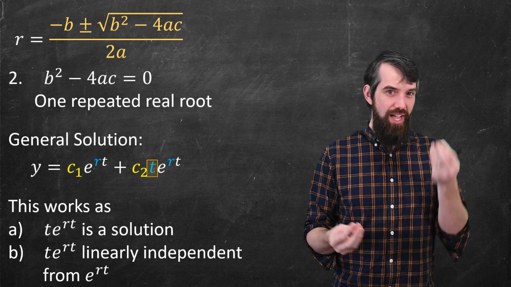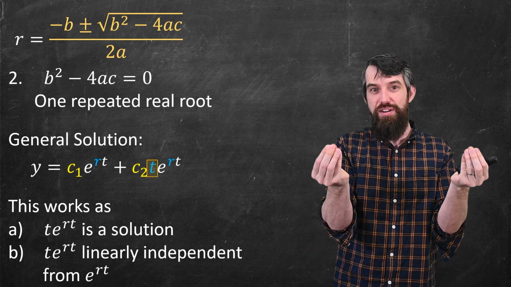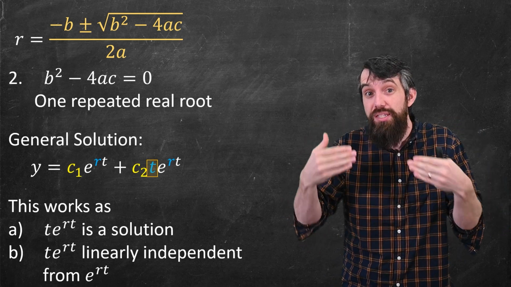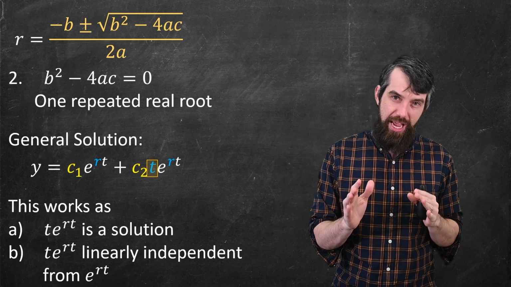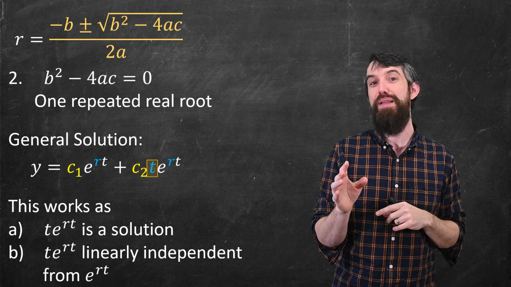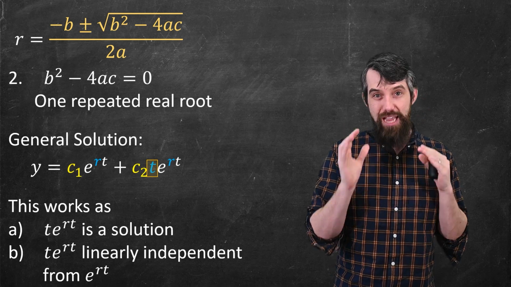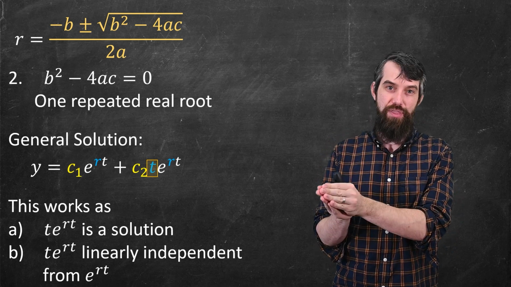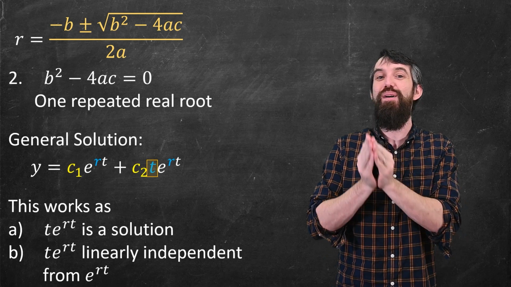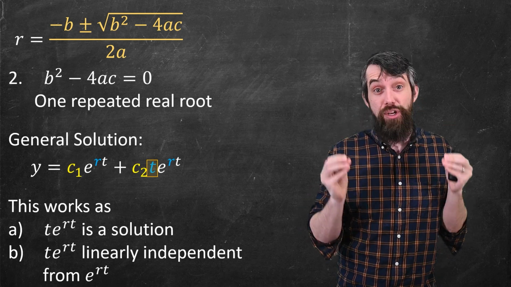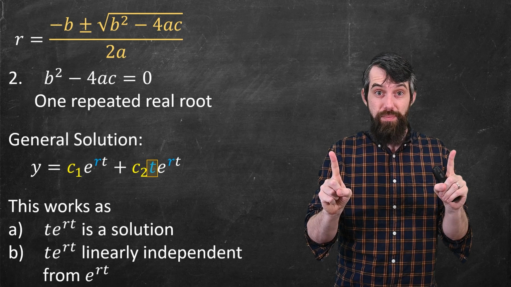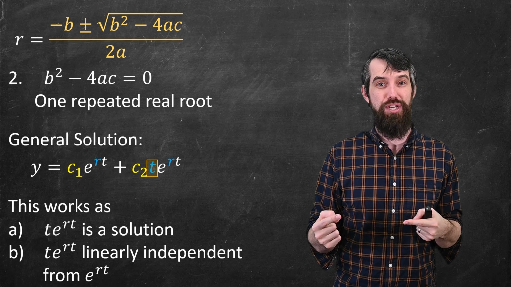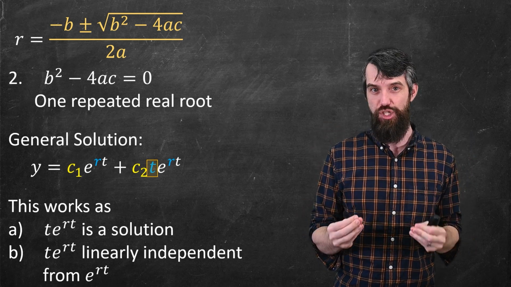And then secondly, e to the rt and t e to the rt, those are not linearly dependent. That is, one is not just a constant multiple of the other. I understand one is t times the other, which might make it seem like it's linearly dependent, but the definition of linearly dependent was that one function is a constant times the other. This case is one function being the variable t times the other. It is linearly independent. So I have two solutions, they're linearly independent, and thus my general solution is a linear combination of those two solutions. That's how you solve the repeated root situation.